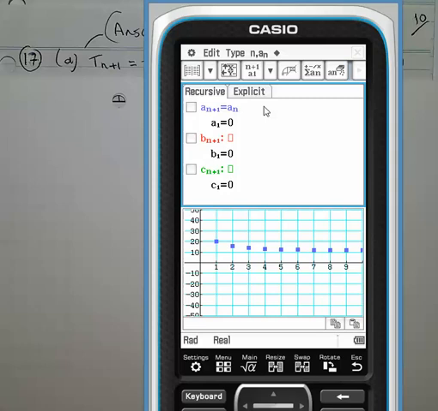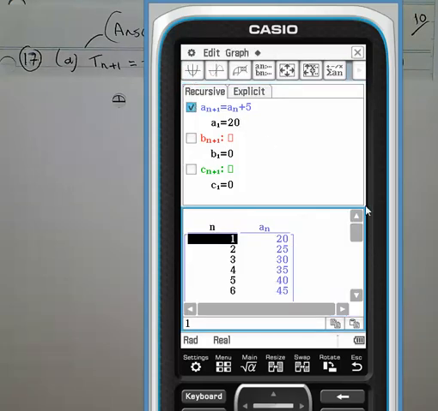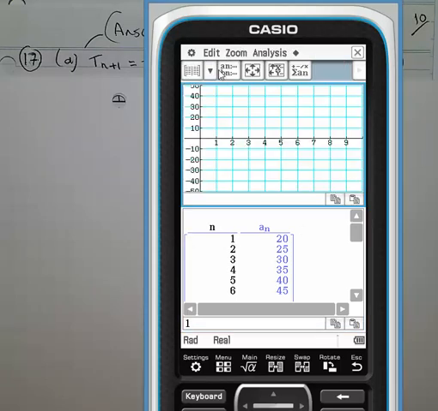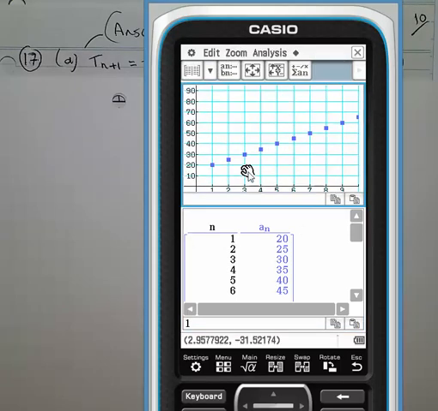A(n+1) = A(n) + 5. And our initial term, our first term, sorry, is 20. Select, generate the table. You must always generate the table before you can have a look at the graph. And looking at the graph, you pull that down there, you can see the terms generated.